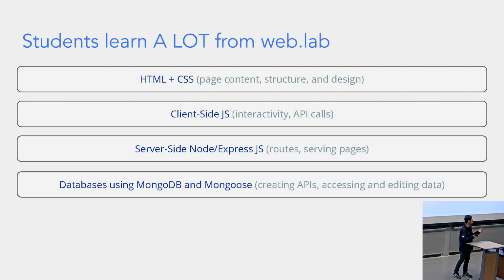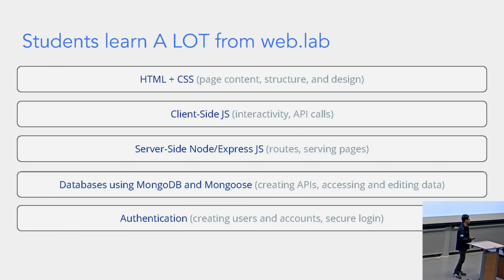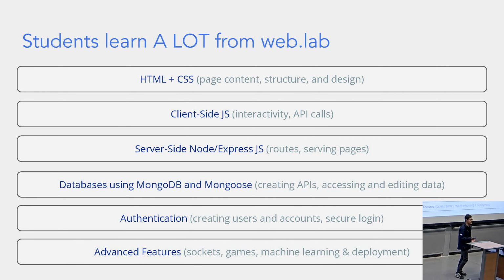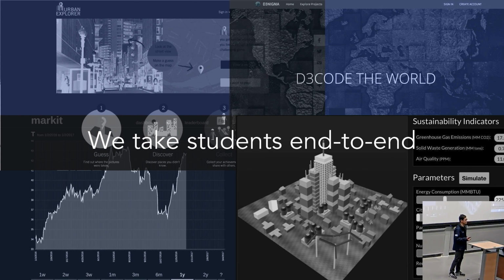In week 2, we move on to the more authentication stuff, creating users and accounts, having secure login. And finally, we move on to some advanced features, so sockets, games, ML, and deployment. So as you can see, there's a lot to learn from web.lab. And we teach it in 2 weeks, and you have an entire month to build your website. We take students end to end, from the most complicated backends to the most polished front ends.